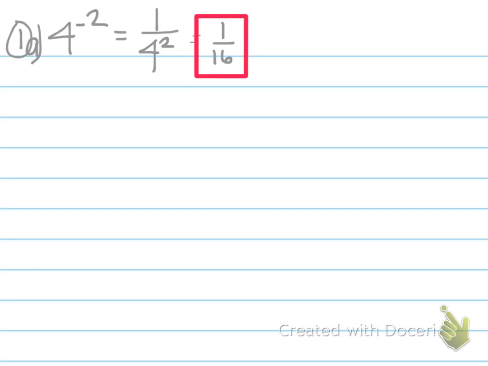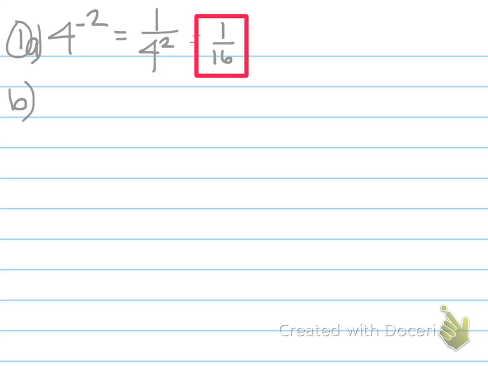So starting out with number 1, asking you to evaluate each expression without using a calculator. So we have 4 to the negative 2. This is A, by the way. 4 to the negative 2. Negative exponents tell us to do the reciprocal. So I have 1 over 4 squared, and 4 squared is 16. So this gives me 1 over 16 as my solution for A.